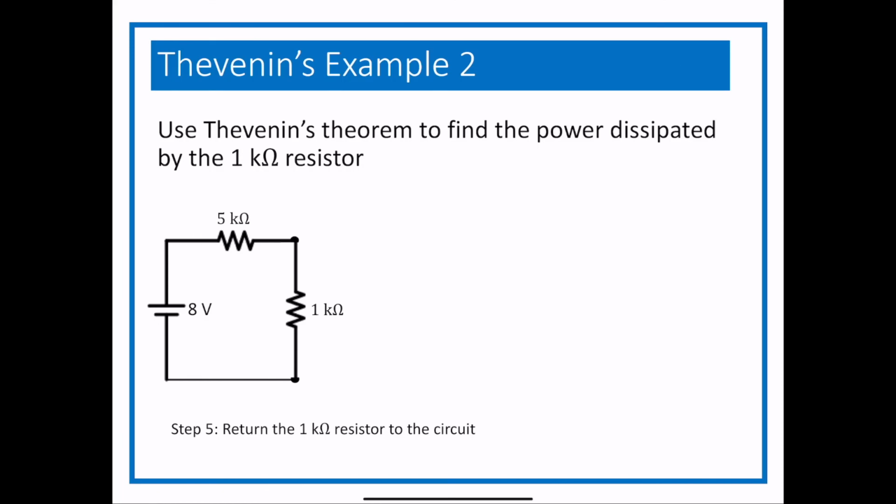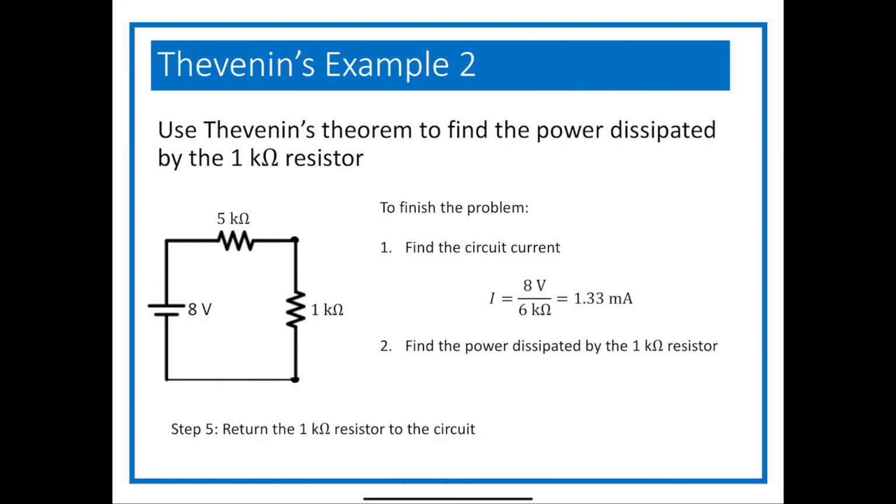We're first going to find the circuit current to finish the problem. It's a series circuit. We just take 8 volts divided by 6 kilo ohms. We get 1.33 milliamps. And then we find the power dissipated by the 1 kilo ohm resistor using I squared R, which gives us 1.33 milliamps squared times 1K equals 1.78 milliwatts.